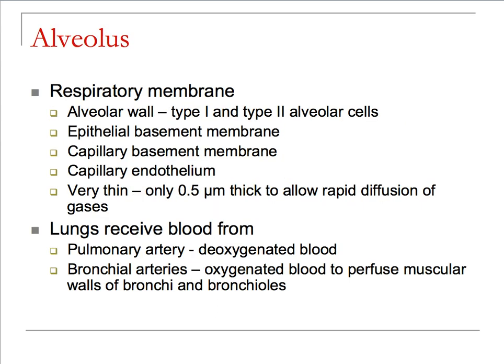What is the alveolus actually doing? Well, I just told you it's made up of type 1 and type 2 cells. It has an epithelial basement membrane. It has a capillary basement membrane. It has a capillary endothelium. It's pretty thin, but take a look at this.